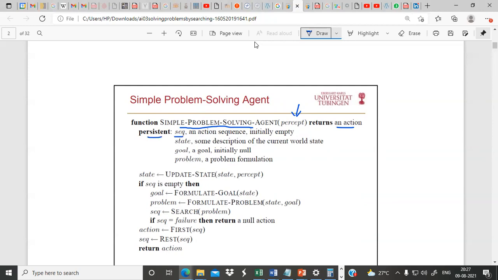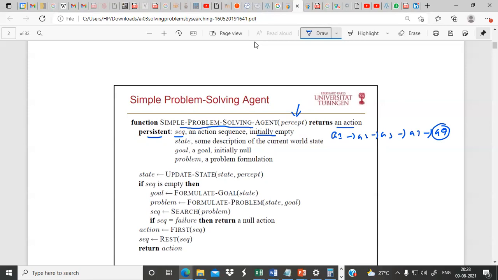Sequence: initially this is empty. Why is it empty? Because only once the problem is solved will this be filled up. Once you have the solution, the sequence will have the set of actions that will move the problem from the initial state to the goal state. So at the end, it may have A1 to A2 to A3 to A7 to A9 if A9 is the goal state. But initially this will be empty because we don't know how to move from the initial state to the goal state.